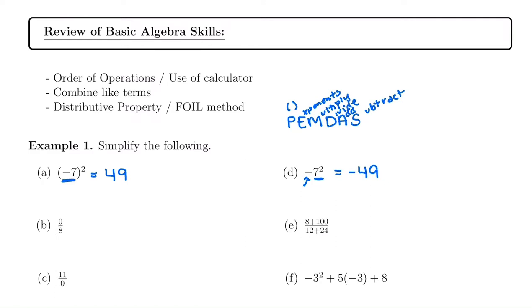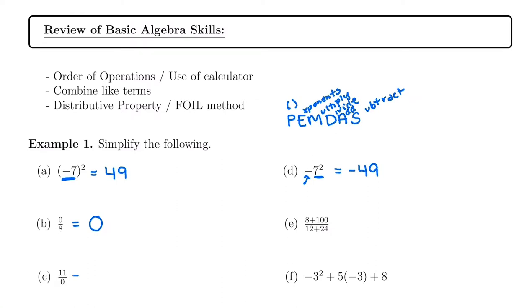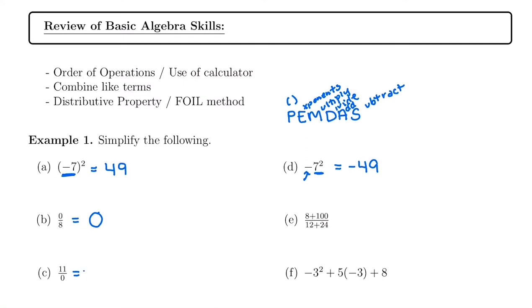Next, we have 0 divided by 8. 0 divided by anything, you can plug it into your calculator, you always get 0. Versus if we move 1 down, 11 divided by 0. Try that in your calculator. 11 divided by 0 is undefined. It gives you an error in your calculator, and you want to remember to write undefined when you get an error.